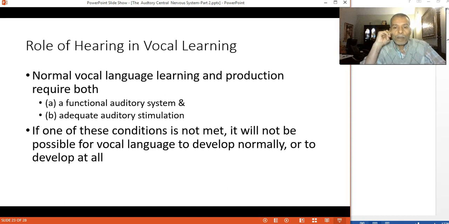And for the person to be able to develop sound and word representations that are mature enough to enable them to produce verbal language and written language.